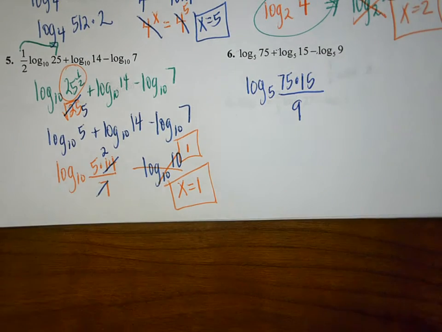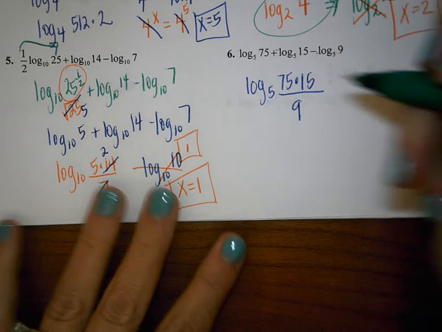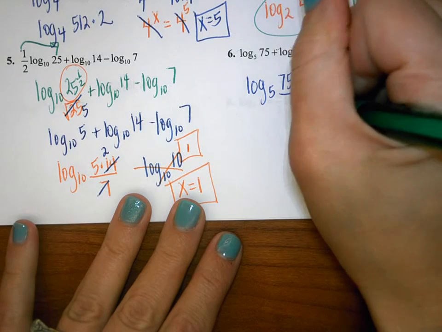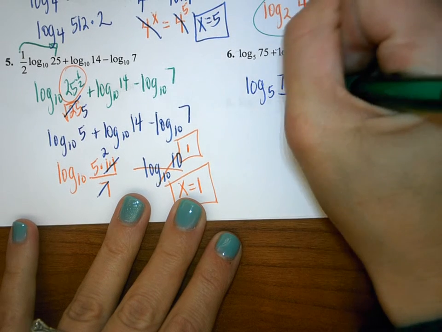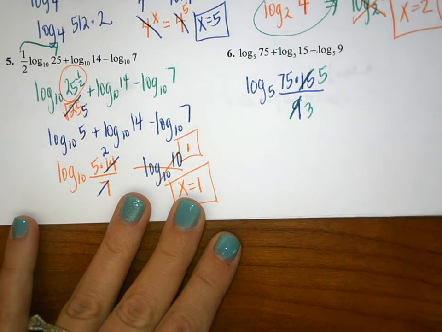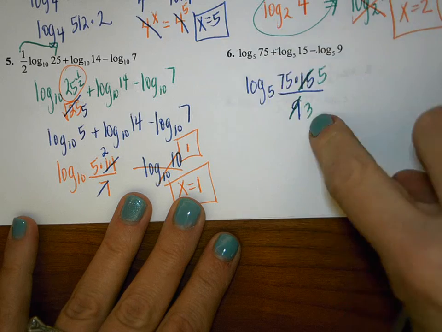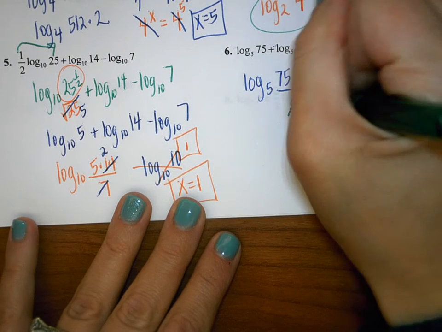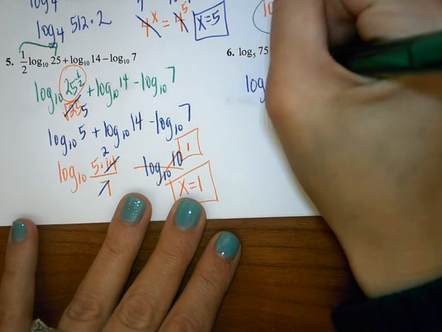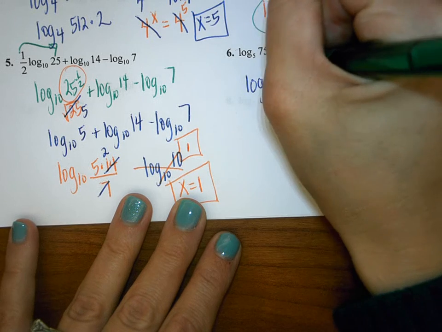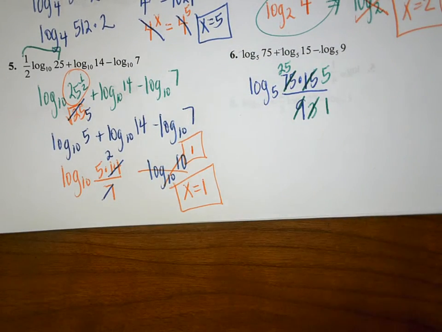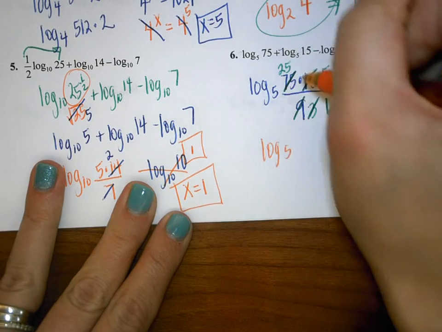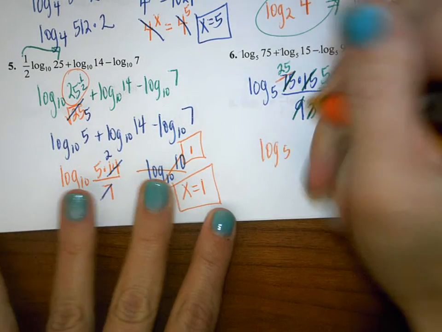From there, if you want to, I would go ahead and try reducing. So I know, for instance, that 3 and 15 go into each other. So 9 divided by 3 is 3, and 15 divided by 3 is 5. Okay, and then also 3 and 75, they also reduce. 3 divided by 3 is 1, and 3 goes into 75 25 times. So looking here now, I have log base 5 of 25 times 5, which is 125.